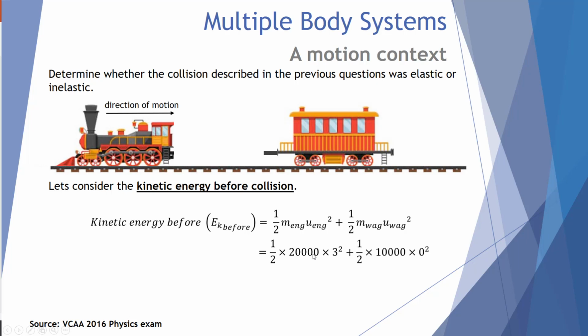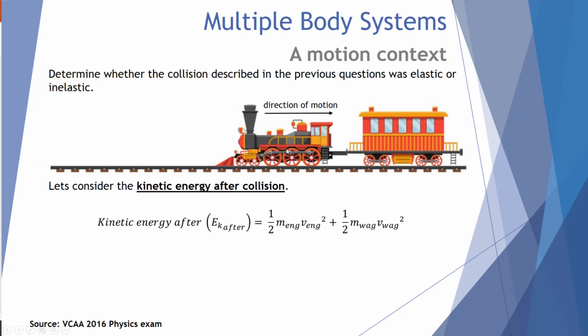So it was 20,000 kilograms for the mass of the engine, and it initially had a velocity of 3 meters per second. The wagon has an initial mass of 10,000, and it's stationary, so it has an initial speed of 0. Again, it's not contributing anything to the initial kinetic energy. So half of 20,000, which is 10,000, multiplied by 3 squared, 9, gives me 90,000 joules of kinetic energy before the collision.